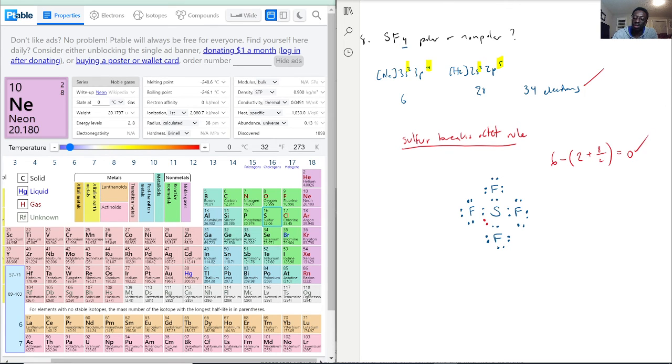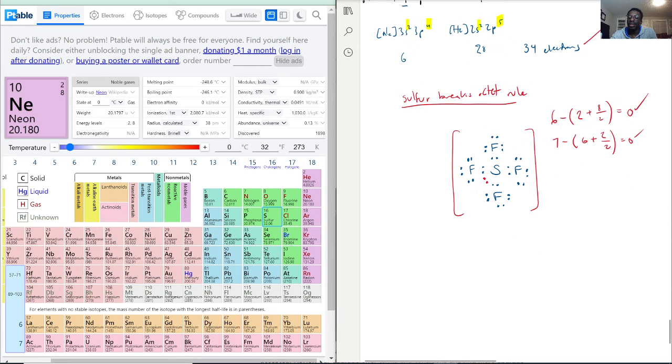So the formal charge of sulfur is indeed 0, and fluorine, all of them will be the same. 7 will be 6 that it has by itself, that's 3 lone pairs, and it's sharing 2 only. So perfect. This would be the sulfur tetrafluoride. Now, to know if it's polar or not, we need to know the molecular geometry specifically, okay?